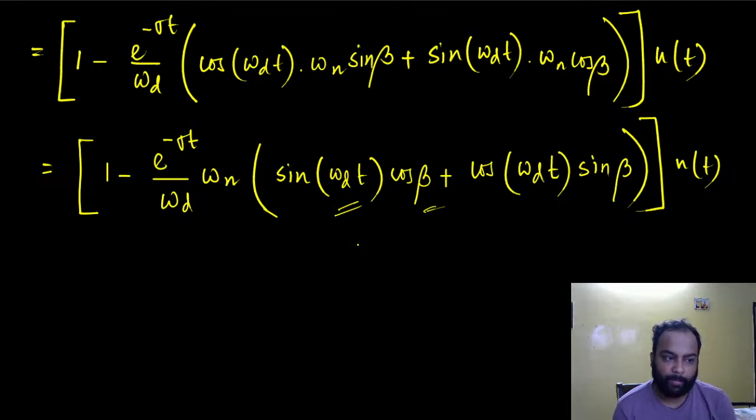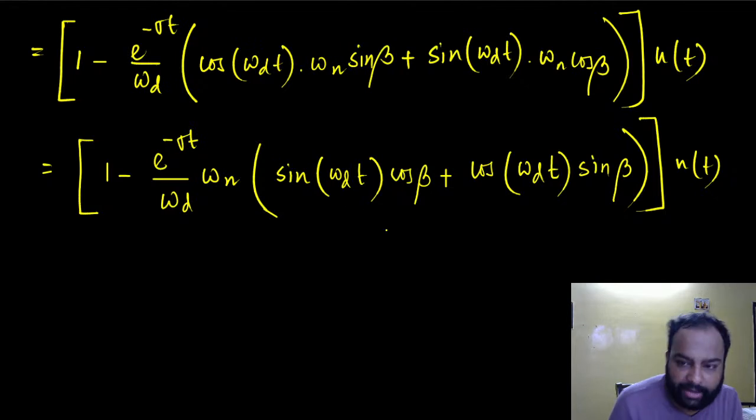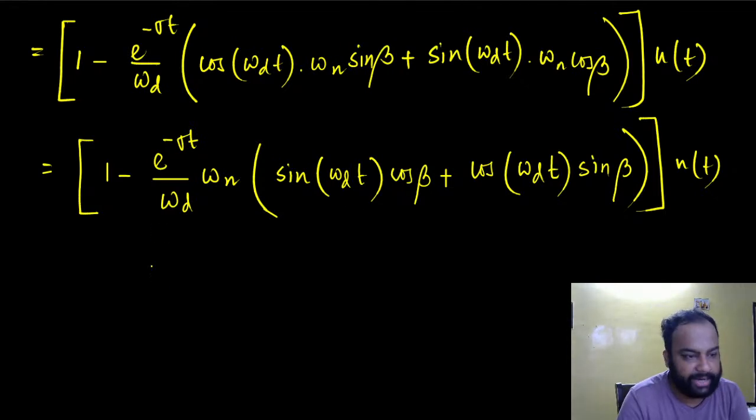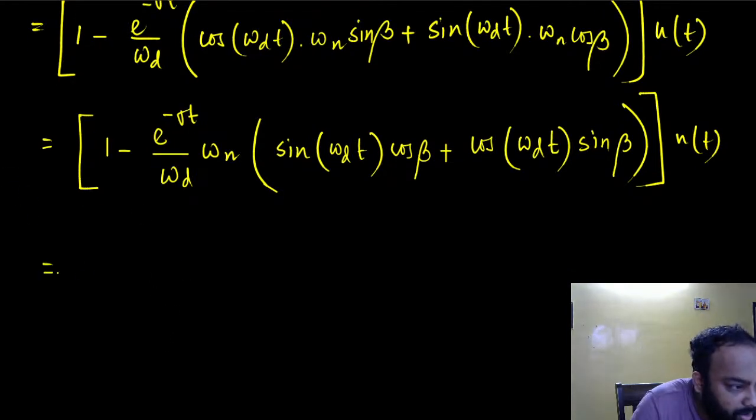Someone is saying, why am I not putting the value of omega d? Yes, I'm going to put the value of omega d later on. I'm just leaving it as it is because I already know the value of omega d, right? That's root over 1 minus zeta square omega n. I can put it anytime I want, right?